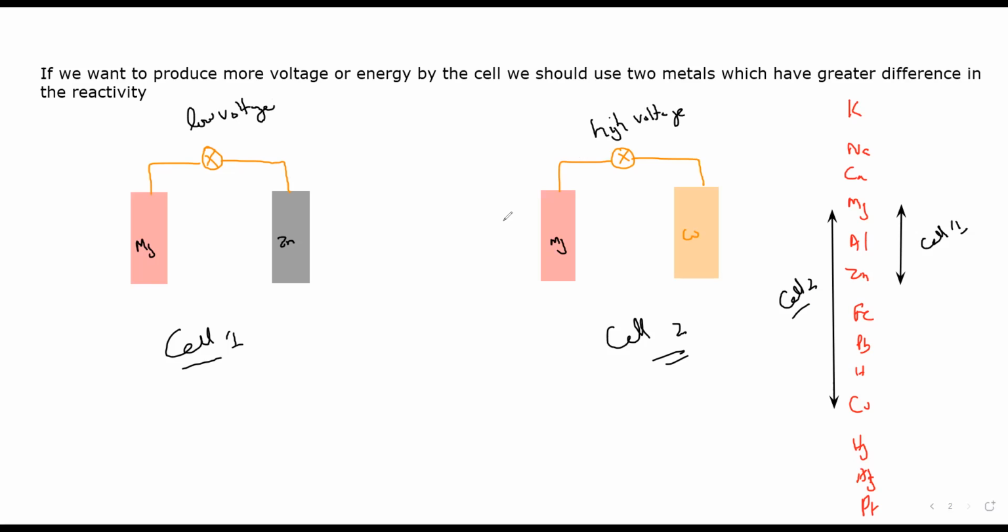And how to work it out: by the brightness. If the voltage produced is low, then the lamp will be dim. Here the voltage produced is high, so the lamp will be brighter. So using the brightness of the lamp or using the voltmeter, we can identify which cell will produce low voltage and which will produce high voltage. So it depends on the difference in reactivity. The greater the difference in reactivity, the greater the voltage produced by the cell. Is this concept clear, what factor the voltage or energy produced by the cell depends on?